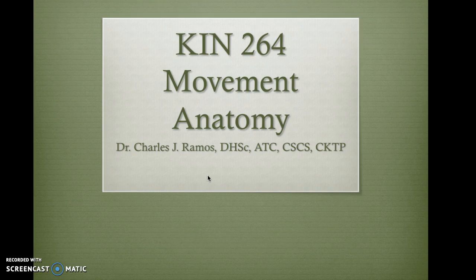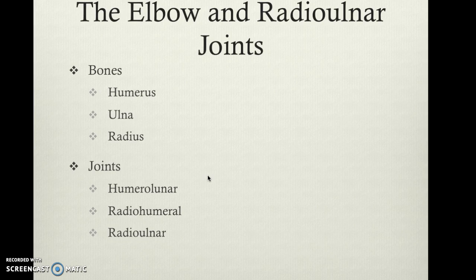The anatomical structures you're responsible for every week will be pretty much the same as this week, where you're learning origins, insertions, and innervations and little specific anatomical landmarks. So let's start with the elbow and radial ulnar joints. And we're dealing with the humerus, ulna, and radius. Make sure to review the landmarks on each of these bones.